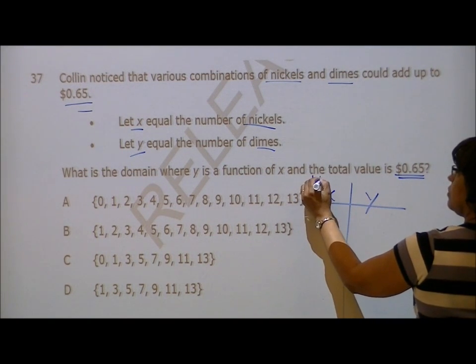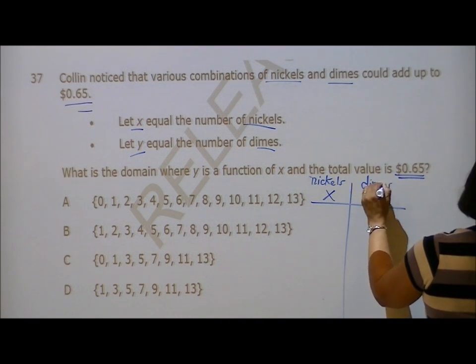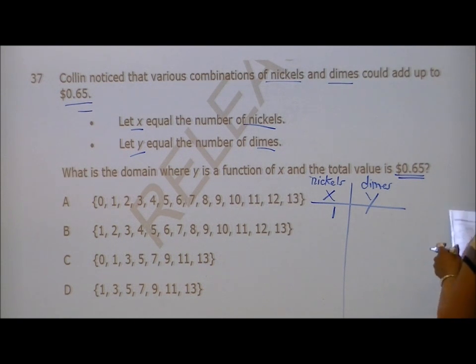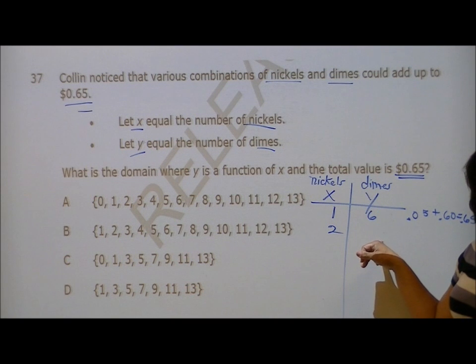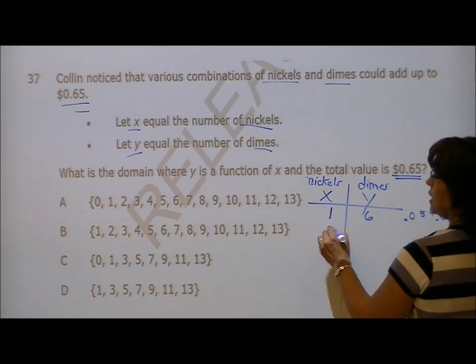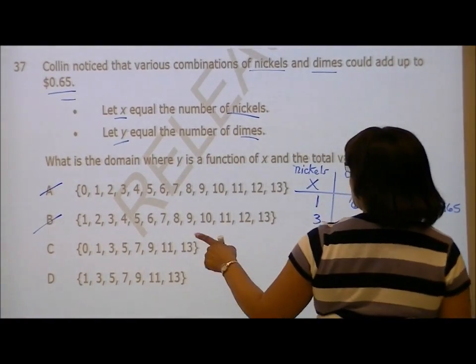So x would be your nickels and y is your dimes, because that's what they want us to do. So if we have 1 nickel, that's 5 cents. So we have to say, what can I add to 5 cents so I can get 65 cents? And it's 60. So it takes 6 dimes to make 65 cents if you have 1 nickel. Then we go to 2 nickels and we get 10, and we realize we can't add 10 to any dimes to get 65 cents, so we drop that. So we go to 3. So we can already eliminate this problem and this problem because we can't use the domain.